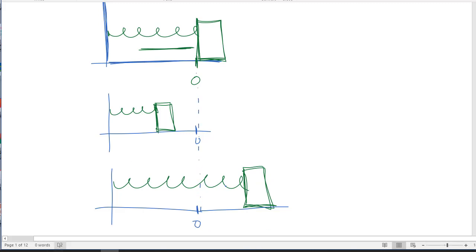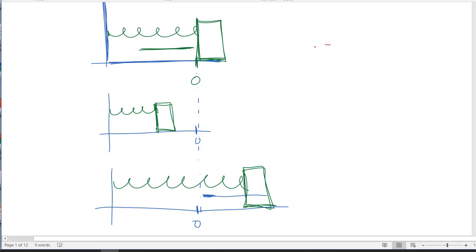Now again, just like with compression, as I pull on the spring, the small distance that I move, it only pulls on me a small amount. The further that I stretch that spring, the stronger the force increases. So this is a variable force that we're dealing with here.